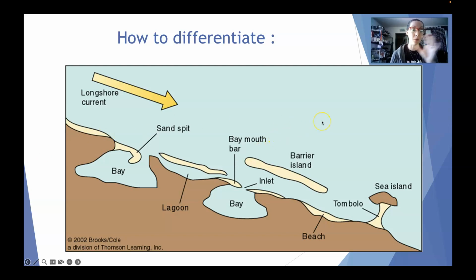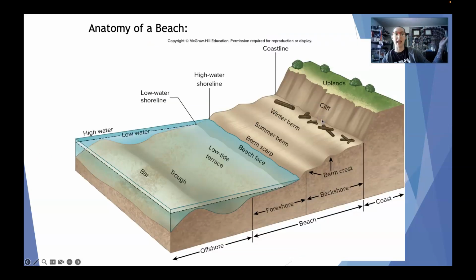All right, so now we're going to move into beaches and the anatomy of a beach. So what we're looking at here, and a way that you will probably see a question related to this idea on a Connect homework or a Connect exam question, will be labeling where different things are in this diagram. So we're going to start in the offshore area, right out here in the water.